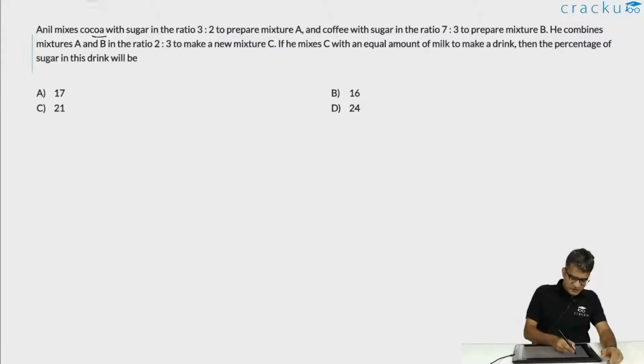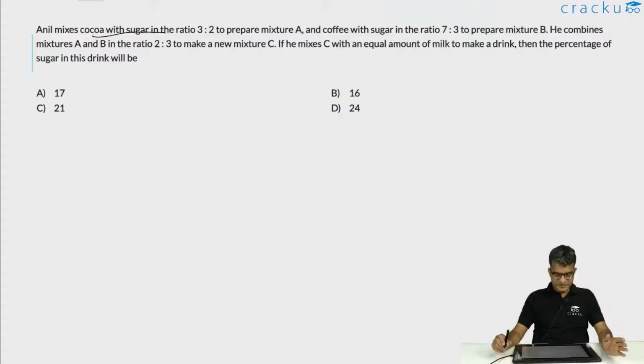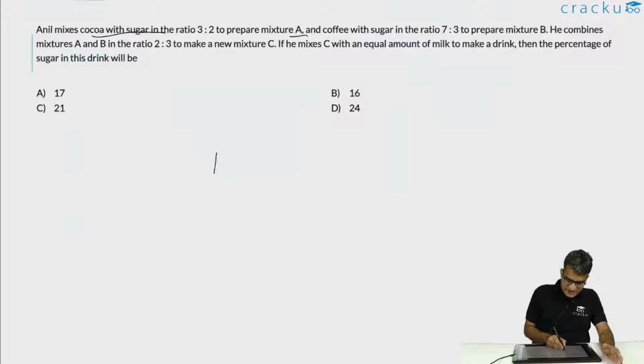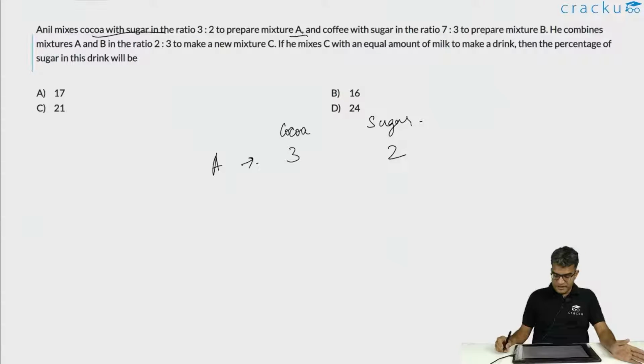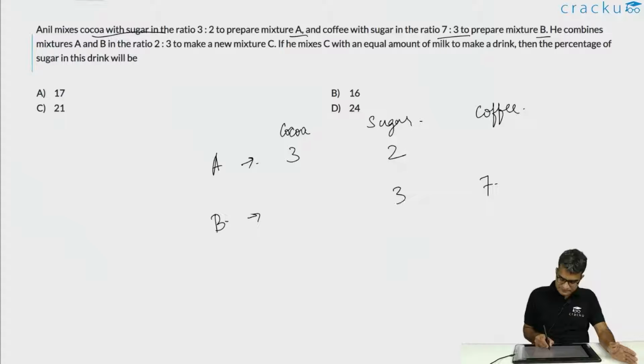In this question, we are told that Anil mixes cocoa with sugar in the ratio of 3:2 to prepare a mixture A. So in mixture A, he has cocoa and sugar, mixed in the ratio of 3:2. And coffee and sugar is mixed in the ratio of 7:3 to prepare mixture B. So in mixture B, he doesn't have cocoa, but he has coffee, and coffee and sugar are mixed in the ratio of 7:3.